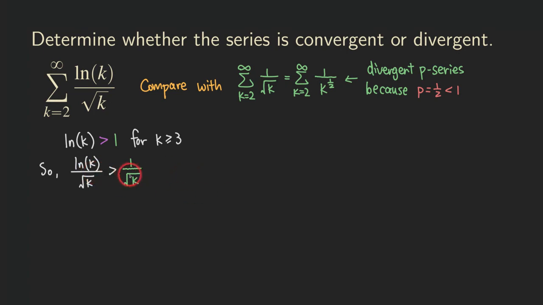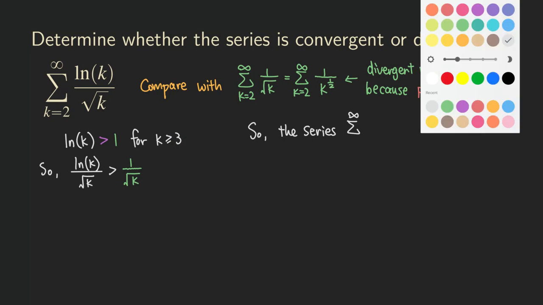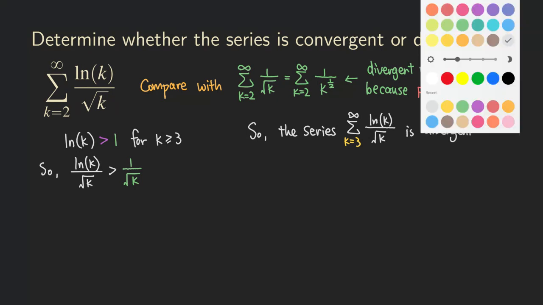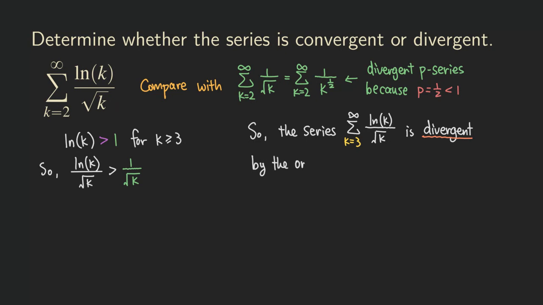Okay, so now because the series with the smaller terms is divergent, then we can also say that the series with the larger terms will diverge. So now we can actually just write down a conclusion. So we can say the series, now, because we actually use k greater than or equal to 3, so we are going to say that the series where k starts from 3, the ln of k over the square root of k, is divergent by the ordinary comparison test.